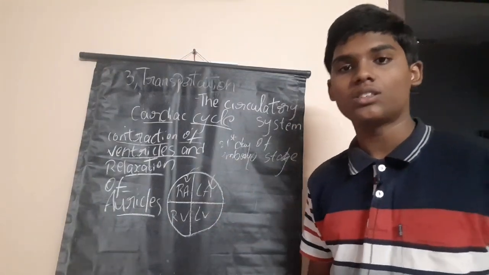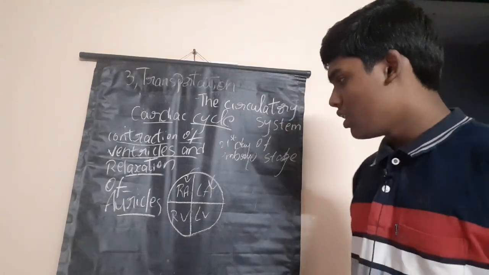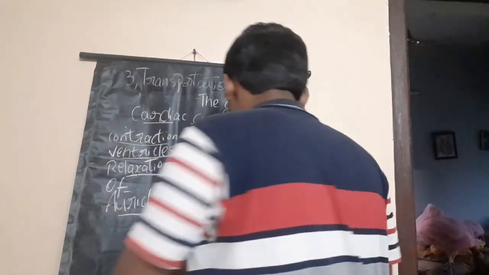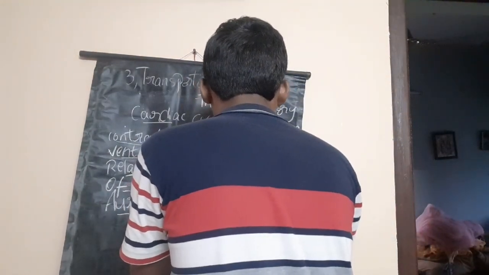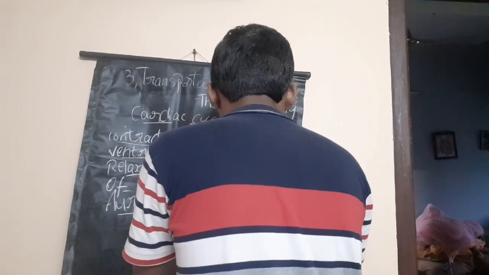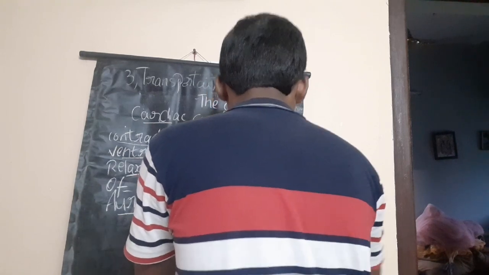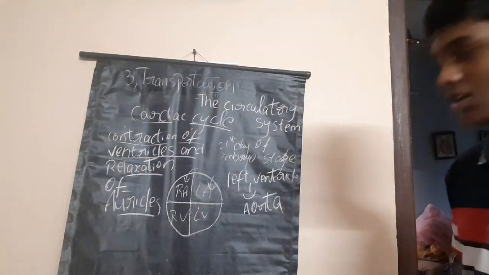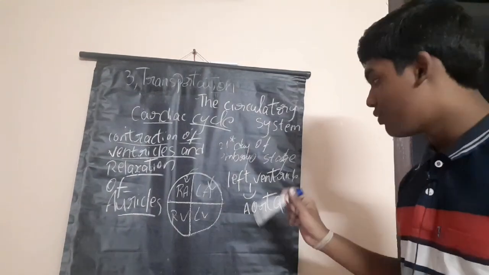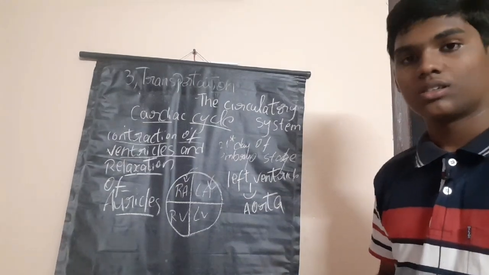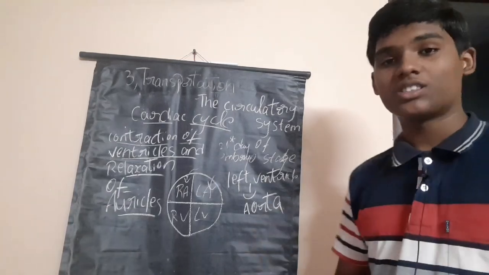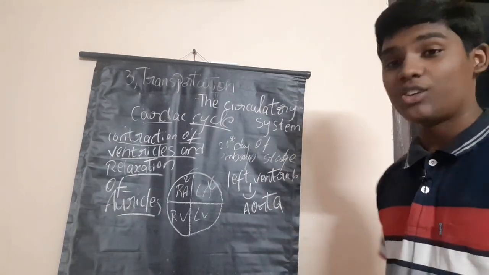What happens if the ventricles are contracted? If the ventricles are contracted, the blood flows from the left ventricle to the aorta. Aorta means nothing but the systemic artery. We all know the systemic artery carries which blood? Oxygenated blood from the left ventricle to the body parts.